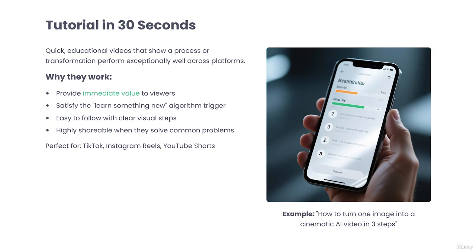Then there's tutorial in 30 seconds, quick educational videos that show a process, trick, or transformation. These do especially well on TikTok, Instagram Reels, and YouTube Shorts. Use screen recordings, captions, or animated visuals to walk viewers through steps like how to turn one image into a cinematic AI video in 3 steps.